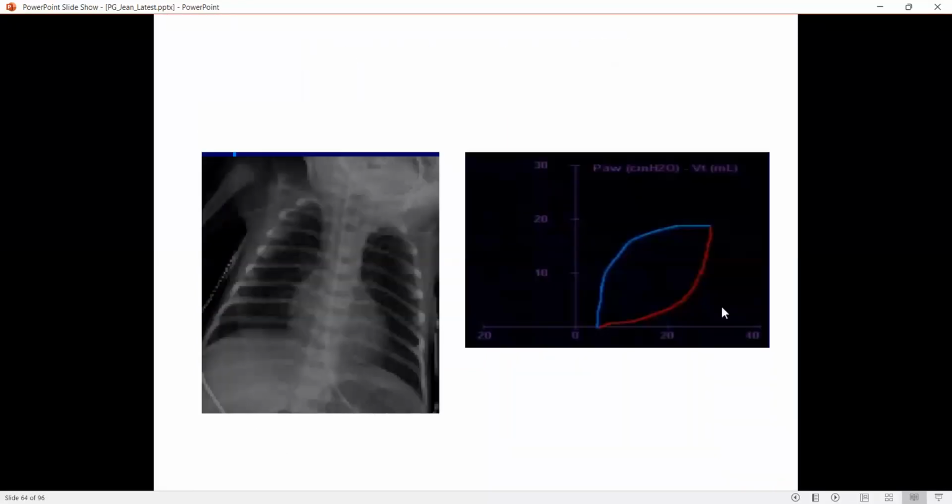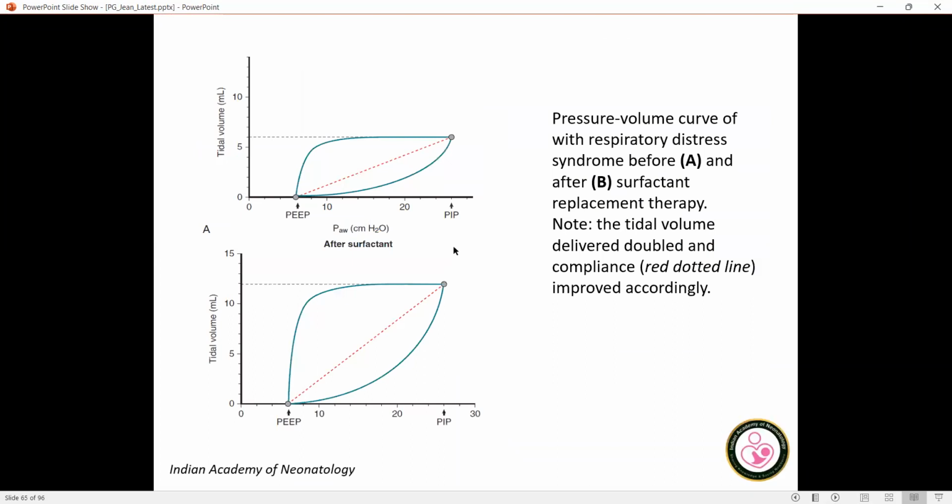After giving surfactant, what happens? We can see that compliance has improved, and the axis is coming towards the left side. Previously it was lying on the x-axis, now it is going up to the left. The X-ray also improved. This is post-surfactant. In pressure control ventilation, the pressure is the same, but the volume has been doubled once the compliance has improved. Before surfactant it was 5, now it is more than 10.